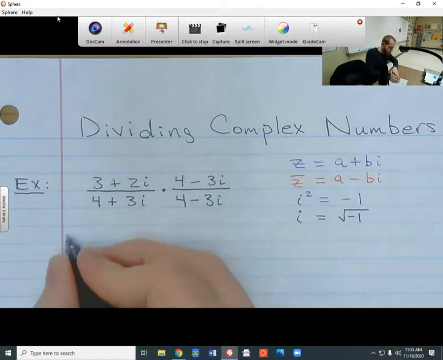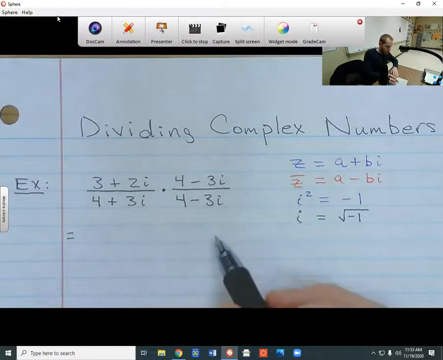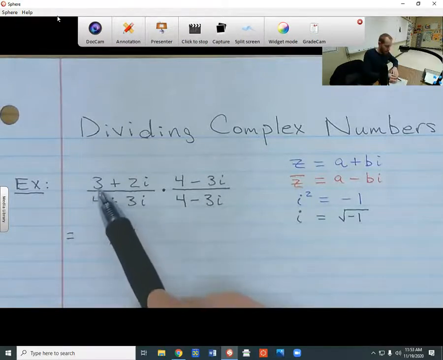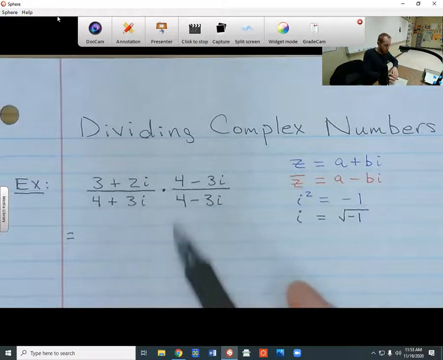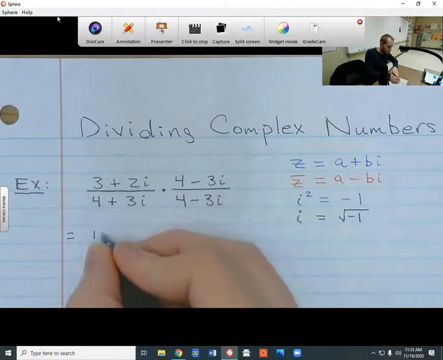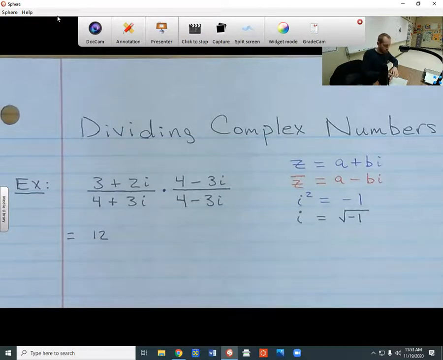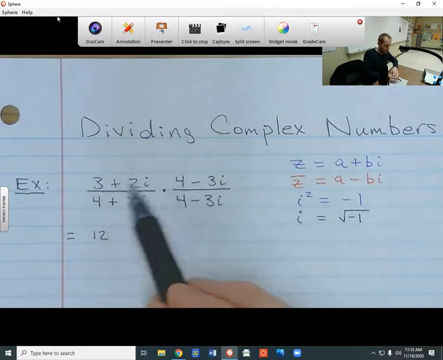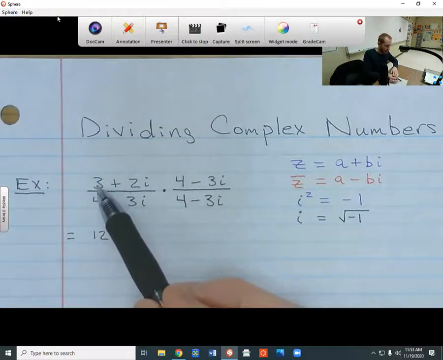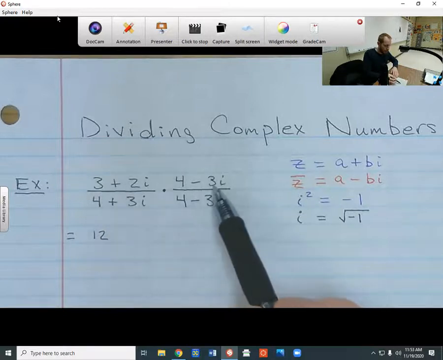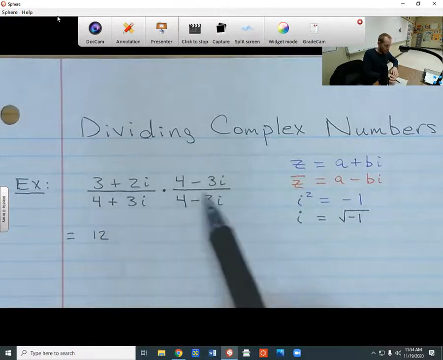When I look at the first two numbers, I have a 3 over here and a 4 over here. So 3 times 4 is going to give me 12. That's the way I start off: I multiply the first two numbers. Then I want to do the outer two. Now I'm looking at 3 times negative 3i, which is going to give me negative 9i.